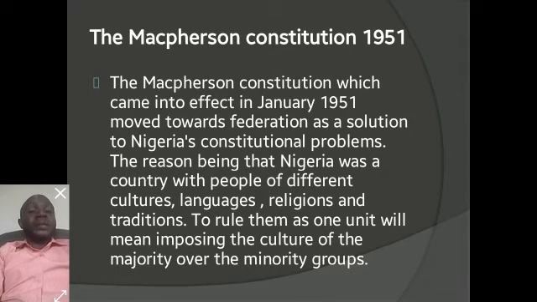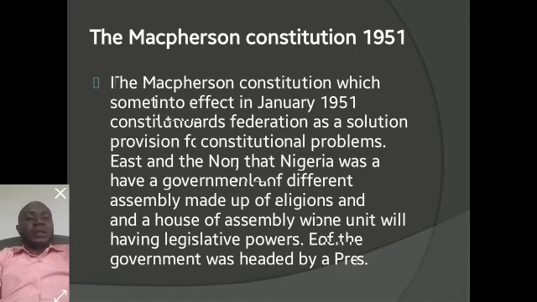So to rule them as one unit will mean imposing the culture of the majority over the minority group. So it was very necessary to adopt a federation, a federal system of government, so that there will be no clear domination of the majority over the minority in the country, as well as to manage the different cultural diversity. Even though they were going to remain as one country, the federal system was going to be the best to solve this constitutional problem.